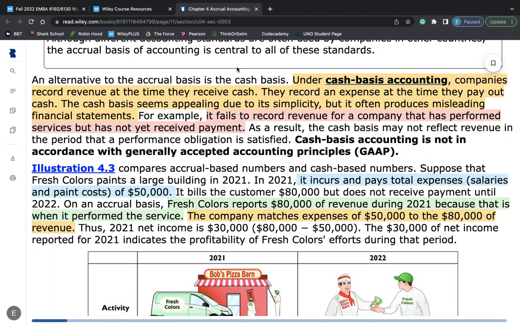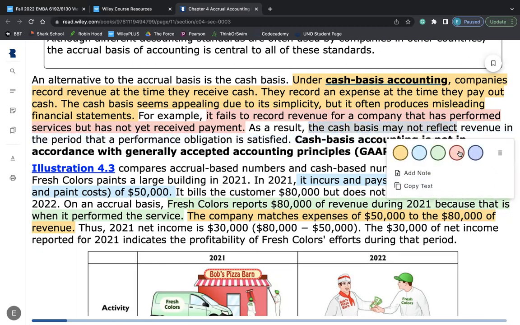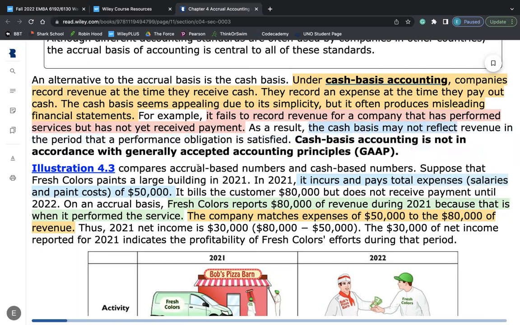For example, it fails to record revenue for a company that has performed services but has not been paid. As a result, the cash basis may not reflect revenue in the period that a performance obligation is satisfied. Let me highlight here. We'll put that in blue just to stand out. All right.